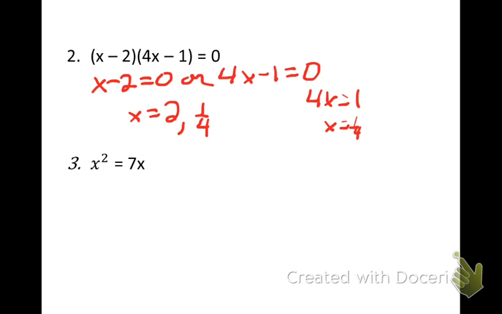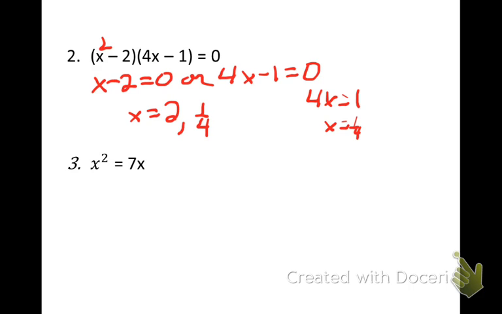So 2 or 1/4 would both work. And again, if you put them back in, when you put the 2 in, 2 minus 2 is 0. 0 times whatever this is, 2 times 4 is 8, minus 1 is 7. You're still going to get 0. When you put the 1/4 in, it's going to give you 0 on this side.